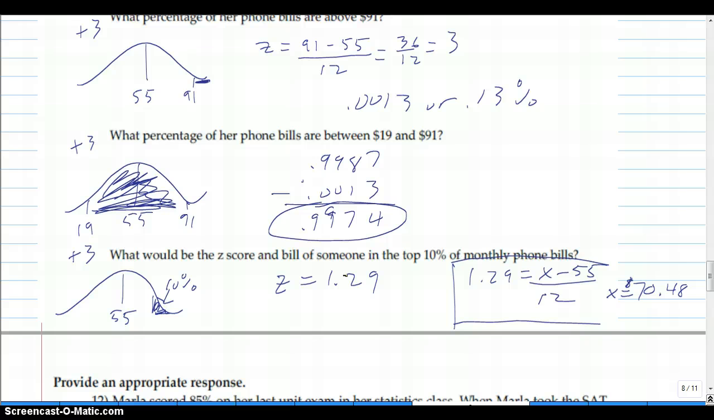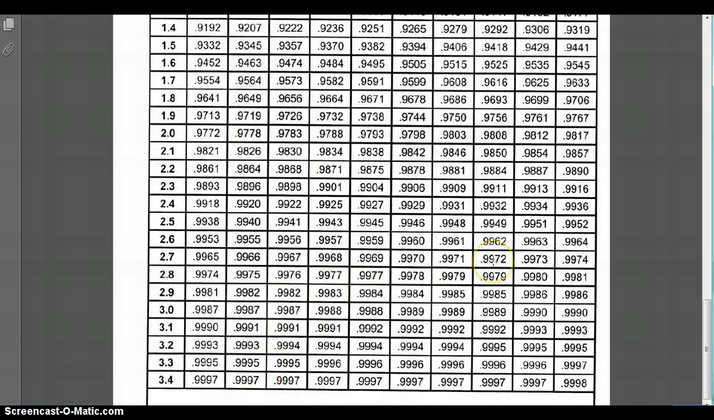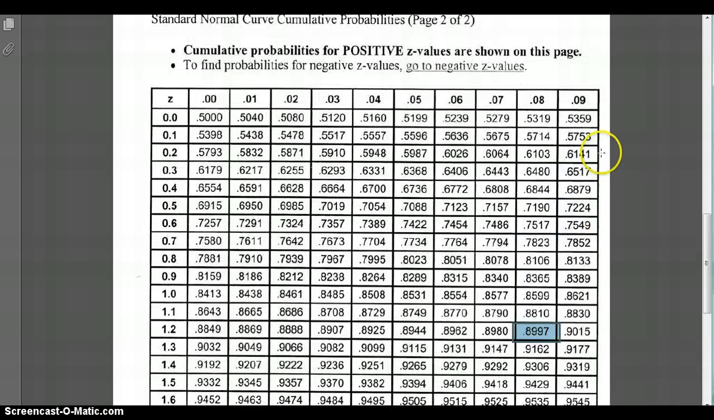And then what's the z-score? A lot of people miss this one. The z-score for the top 10%. So we want to find the top 10%. Draw this picture, that helps. We want to find out what's the z-score for the top 10%. So if I go here, I'm looking for the top 10% in the body. And that puts us about right here, 1.29, or 1.28, 1.29, anywhere in there.